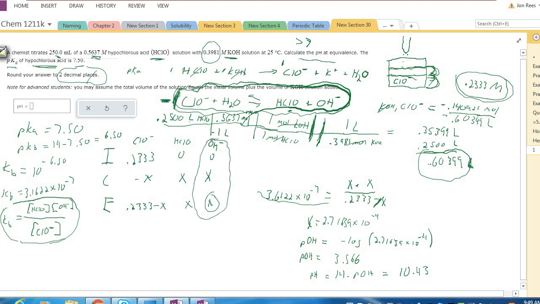And you can imagine problems where you're actually figuring that out instead of for a weak conjugate base, you're doing that for a weak conjugate acid, and that would actually be a little simpler than what we're doing right here. But know that from that you can calculate a pOH. Once you get a pOH, it's very easy to get a pH, and that's how you would do an equivalence problem.